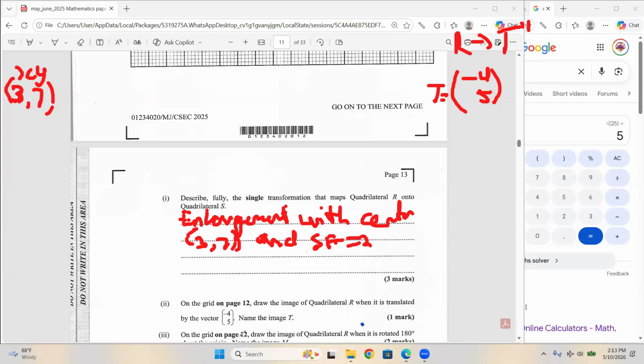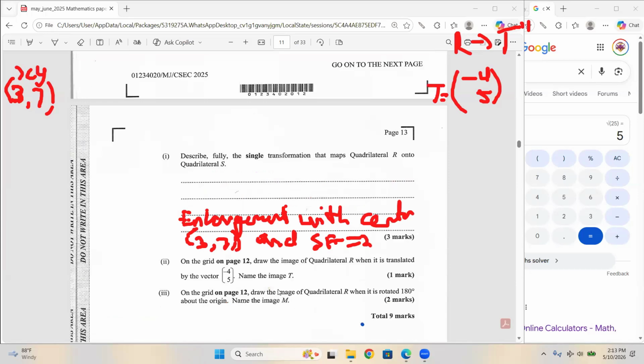And looking at the other part one time: on the grid on page 12, draw the image of the quadrilateral R when it is rotated 180 degrees about the origin. Name it M. Okay, so we have a translation and a rotation.